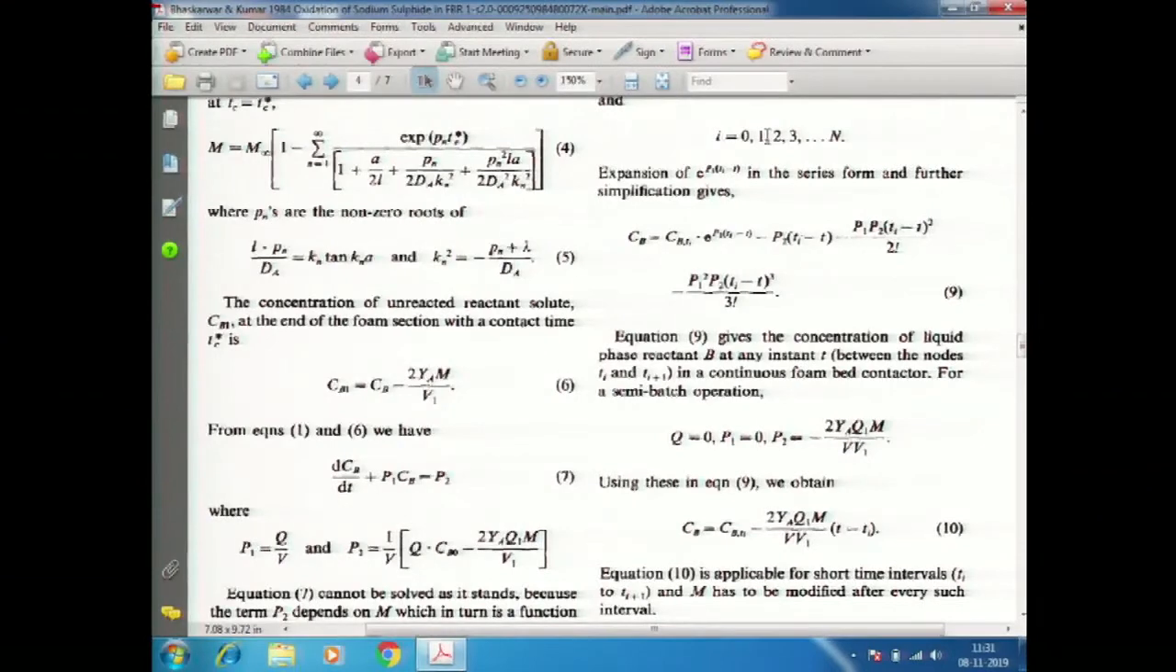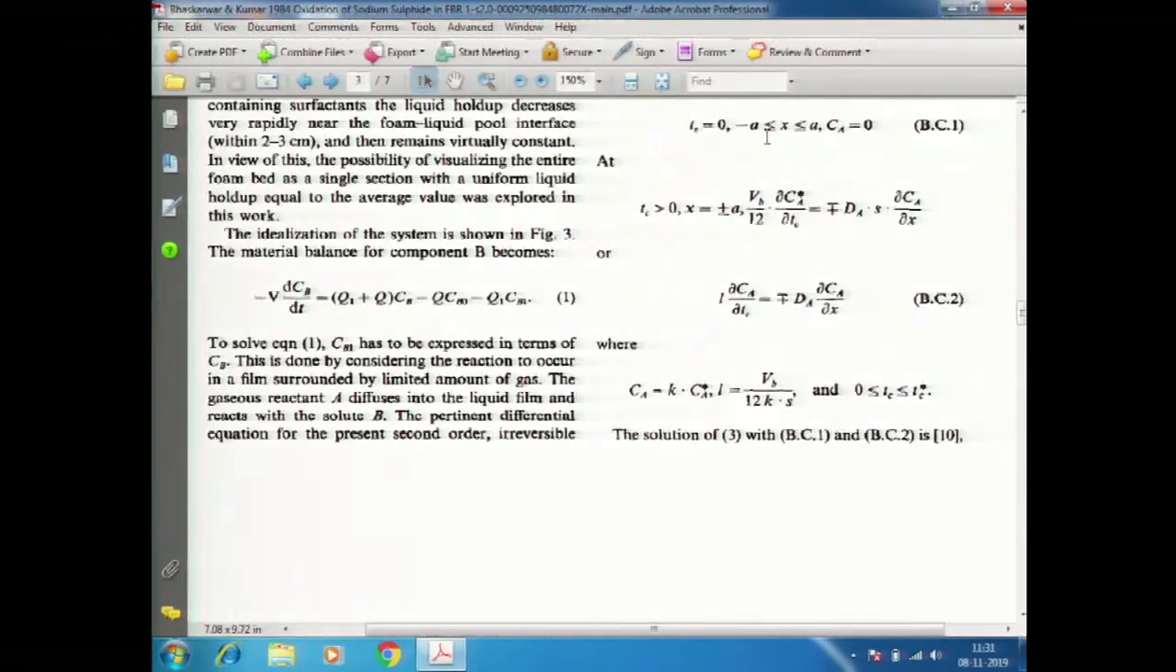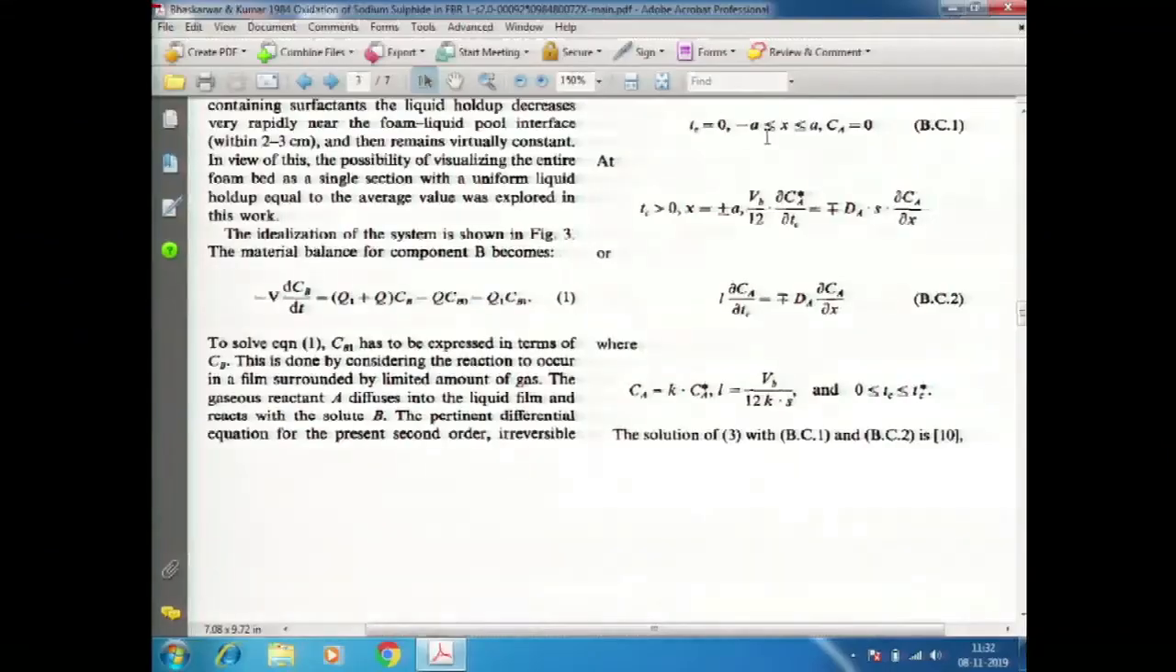We substitute this in that equation here. We substitute for C_b1 as C_b minus 2 Y_A M by V1. So, we have solved the problem. If M is a particular constant for time interval t_c star, if we treat that as a constant estimated from this analysis, then we should be able to solve this equation. It is entirely in terms of C_b and constants, flow rates and M and so on, right.